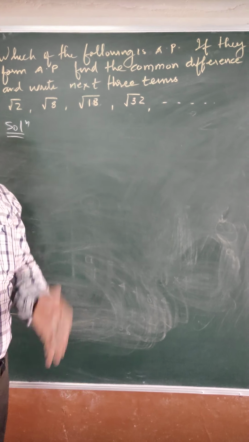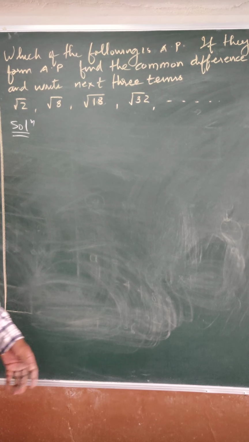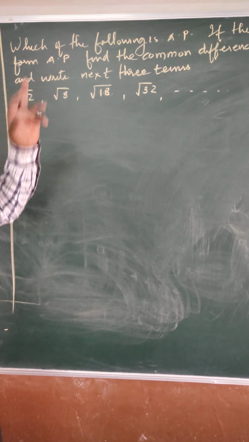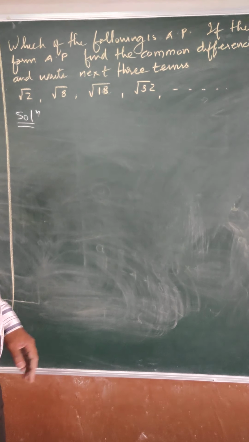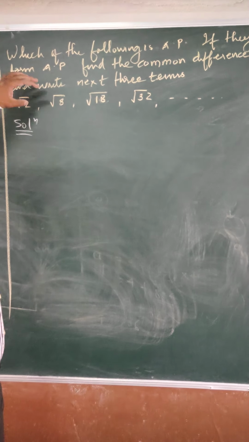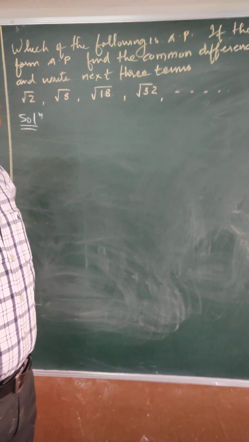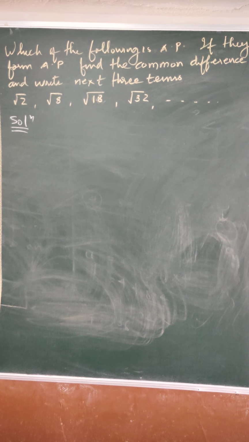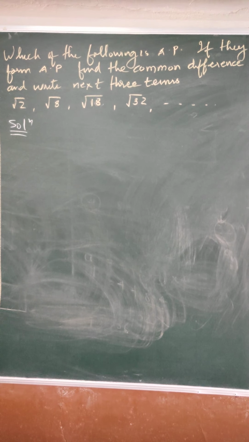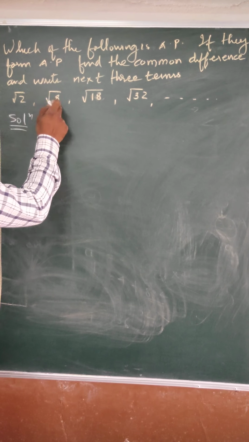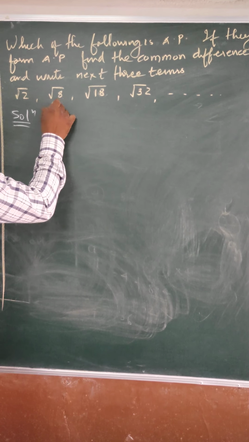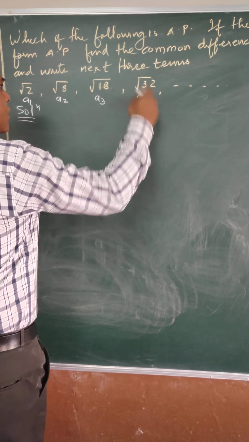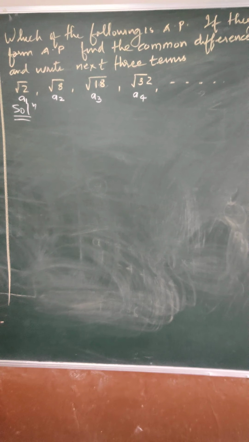To check whether the numbers are in AP, we have to find out only one thing. We have to find out the common difference between the two consecutive terms: second term and first term, third term and second term, fourth term and third term. If the common difference between all the given two consecutive terms is same, then definitely we can say that these numbers, which are given in the form of irrational numbers here, can form an AP. So I will first subtract the second term minus first term. This can be denoted by A2, this by A1, this by A3, this by A4. If some other numbers are there, they can be denoted by A5, A6 and so on.